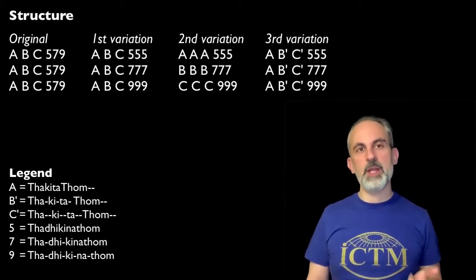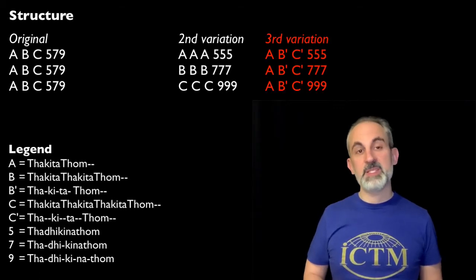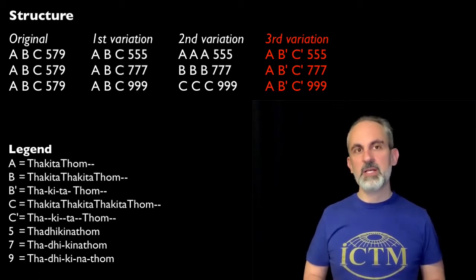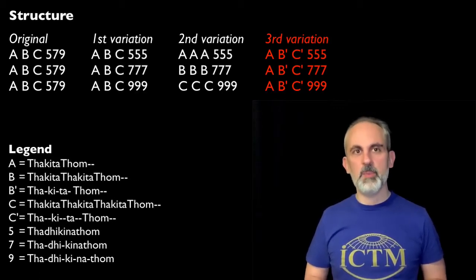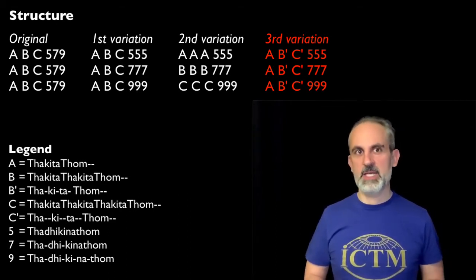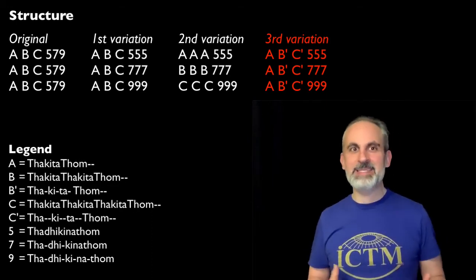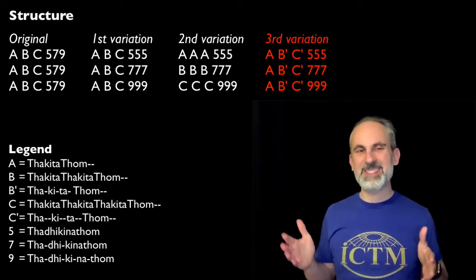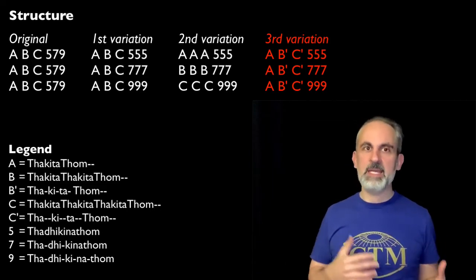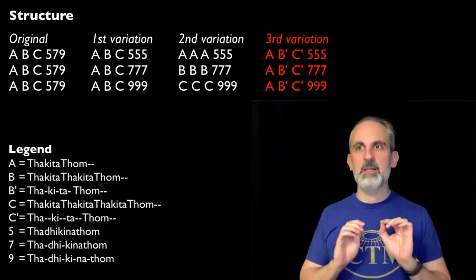And now you see on screen all the different structures, starting with the original composition, and then followed by variations 1 and 2, and today's variation, number 3. What stands out here is that the structure is almost the same, but those B's and C's have a little apostrophe next to them. That is because they are still a B and a C, so they have the same value of 9 and 12 beats respectively, but we're playing them slightly differently.